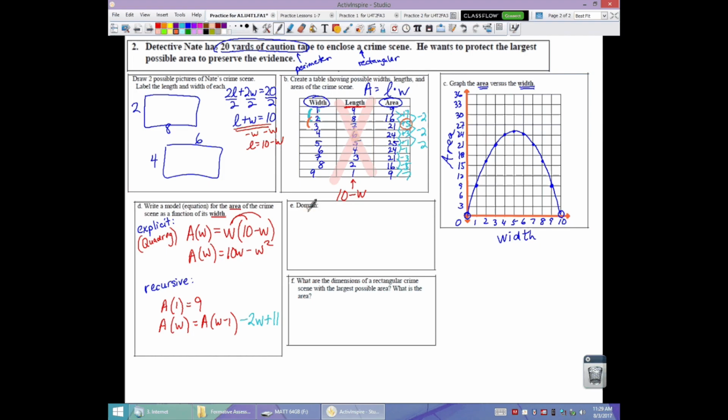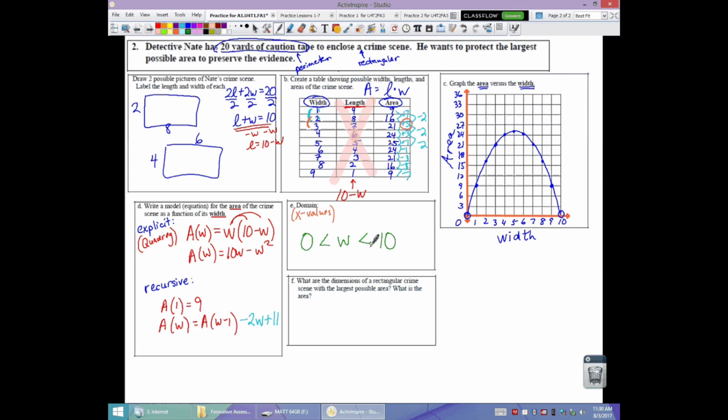All right, domain is the x values. And what x values are possible here? Or in other cases, what width values? Well, if you look at your graph, everything from 0 to 10, with the exception of 0 and 10, is acceptable, including all those decimals. Remember, we did a continuous graph, so that's everything from 0 to 10, not including 0 or 10. So do not include the or equal on those inequality symbols.